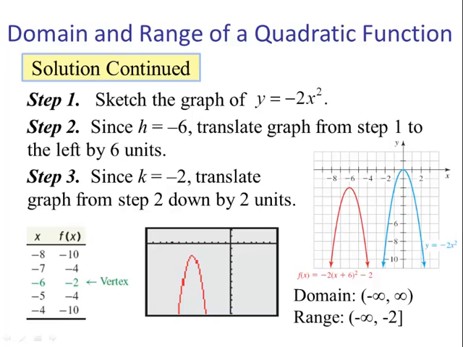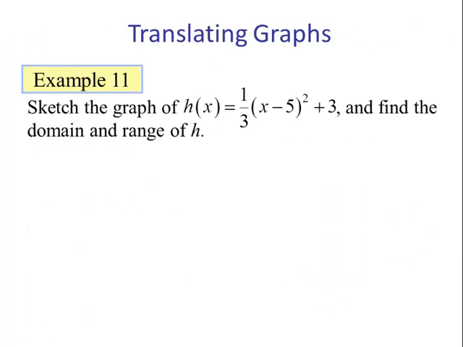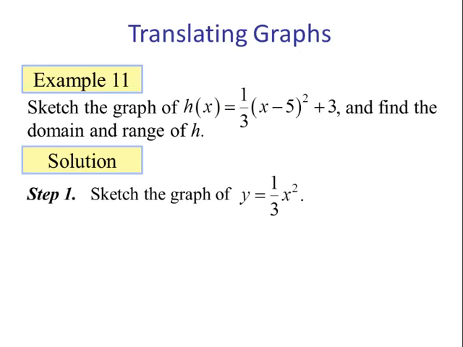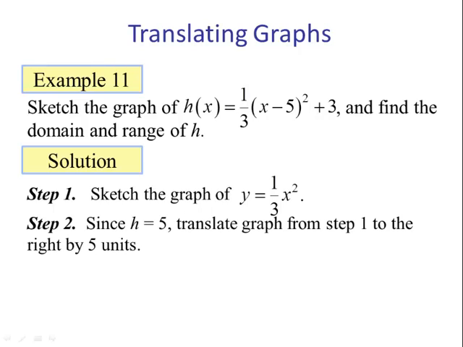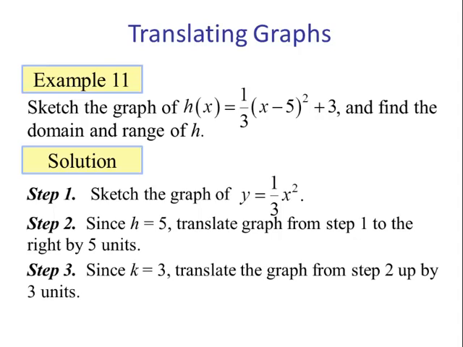Let's do another example. Example 11. Sketch the graph of h of x equals 1/3 times the quantity x minus 5 squared plus 3, and find the domain and the range of h. Solution. We sketch the graph of 1/3 x squared. Since h is a positive 5, we translate the graph 5 units to the right, and since k is a positive 3, we translate that graph up 3 units.